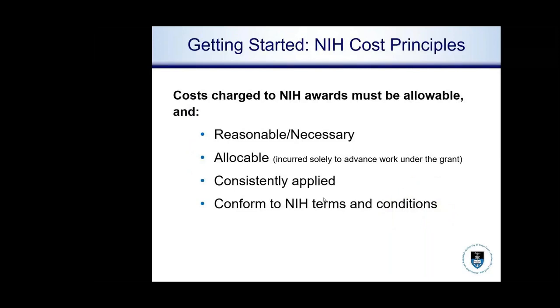In terms of getting started, just understand a few NIH cost principles. The costs you can charge to NIH awards must be allowable in the first place. I haven't listed the unallowable costs here as they are relatively extensive, but be aware that not all costs are allowable. They are required to be reasonable and necessary as it relates to the project you're proposing, allocable, in other words directly allocated to the project or proposal that you are preparing, consistently applied, and conform to NIH terms and conditions.